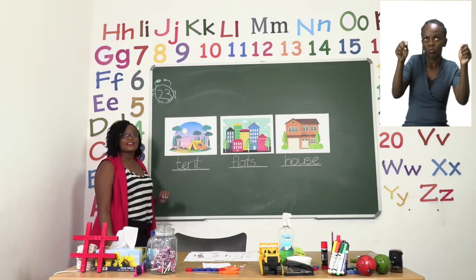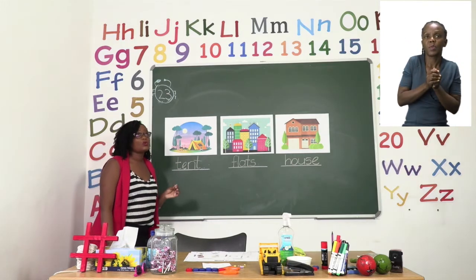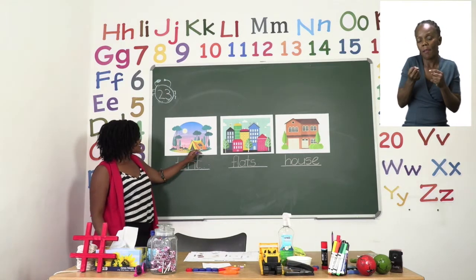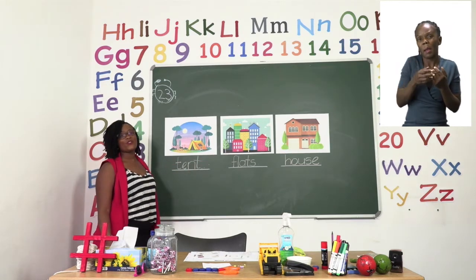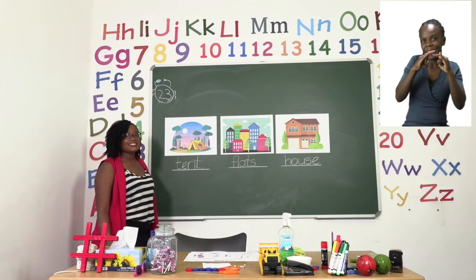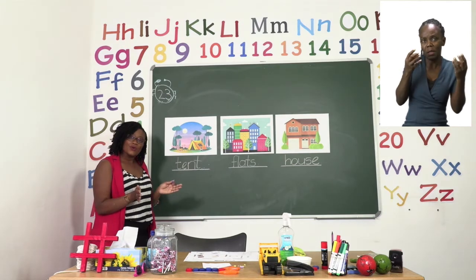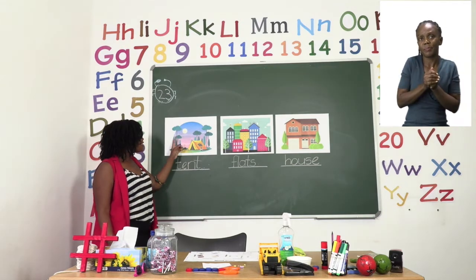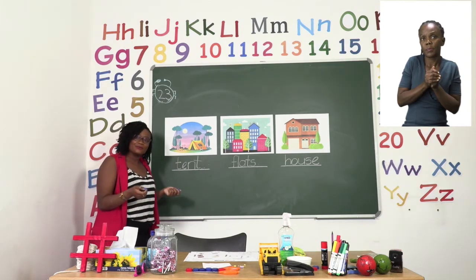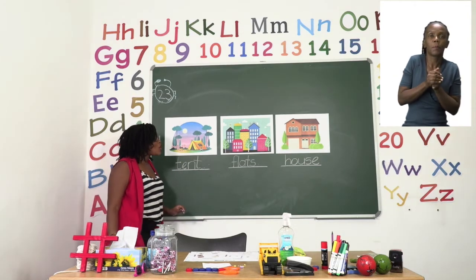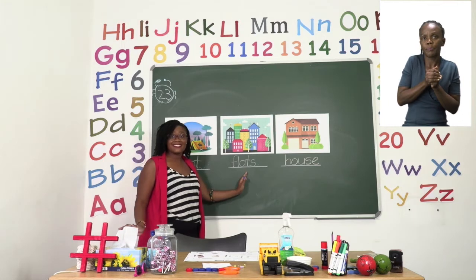A tent can only have maybe 1 or 2 people for this size. But these days there are big tents for a whole family. So a tent is only for a small number of people. And you can have it outside and take it with you. Let's now move on to flats.